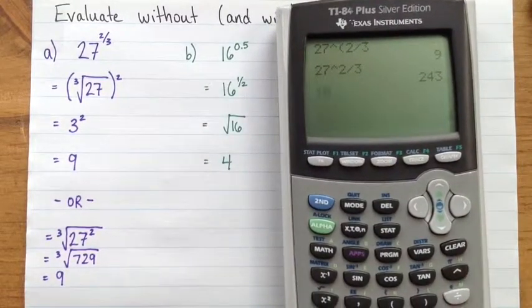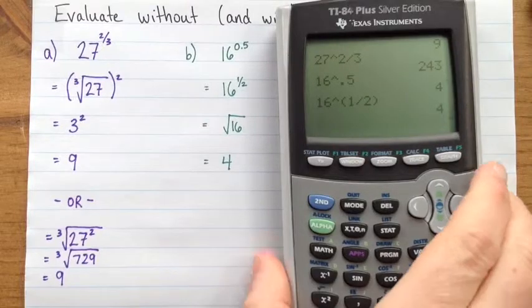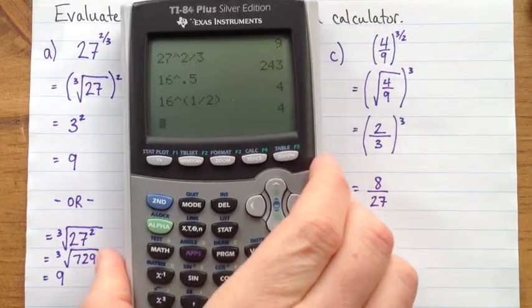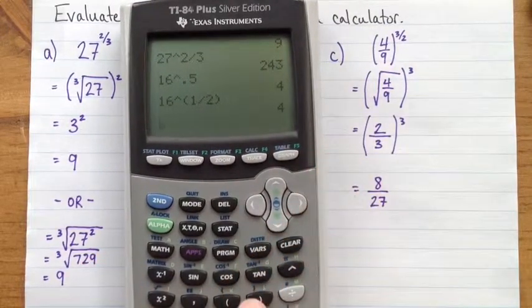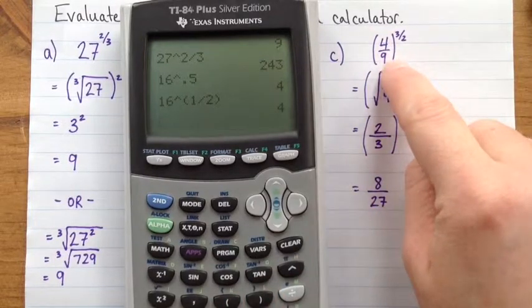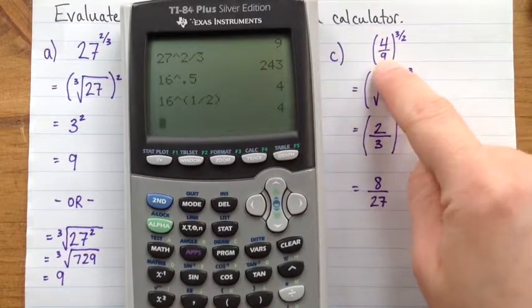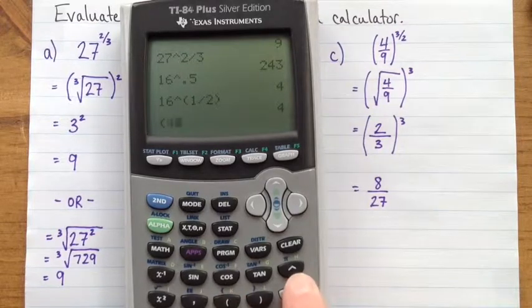Okay, 16 to the exponent 0.5. It's 4. If you did 16 to the exponent 1/2, you'd have to put the 1/2 divided in brackets. And then 4/9 to the exponent 3/2. Here, because 4/9 is the base, we've got to put that in brackets. 4 divided by 9 to the exponent, in brackets again, 3 divided by 2.